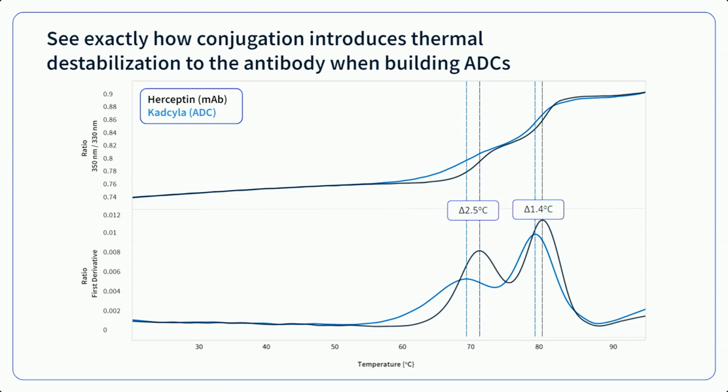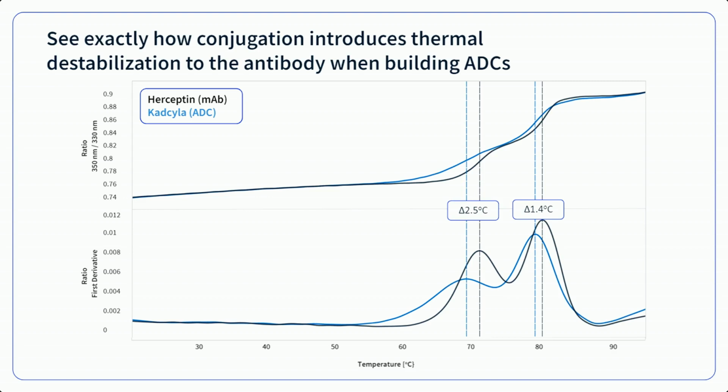So since the drug conjugates to the Fc domain, the bigger impact is on TM1, which has a bigger change between Herceptin and Kadcyla compared to TM2. Now, both these temperature decreases are statistically significant, but modest, which shows how optimizing your drug before going to clinic is valuable to have minimal impact on thermal stability.